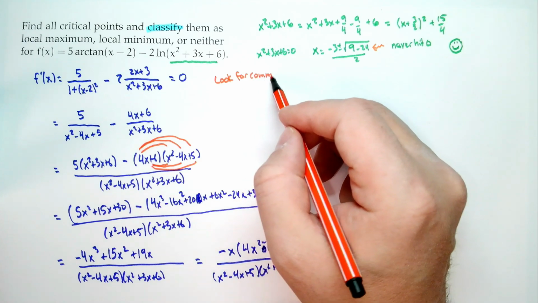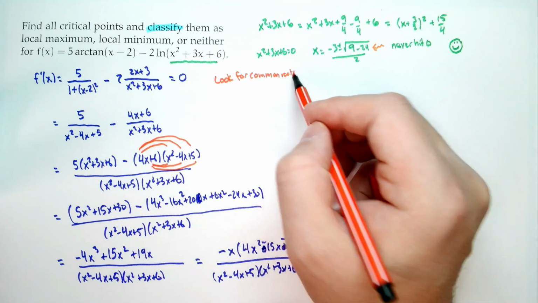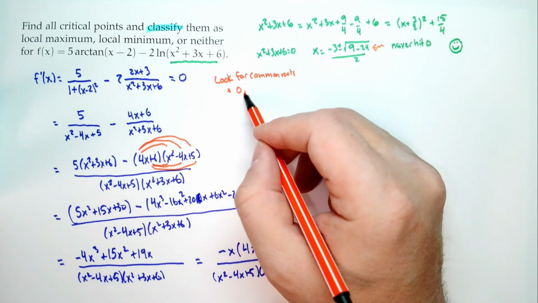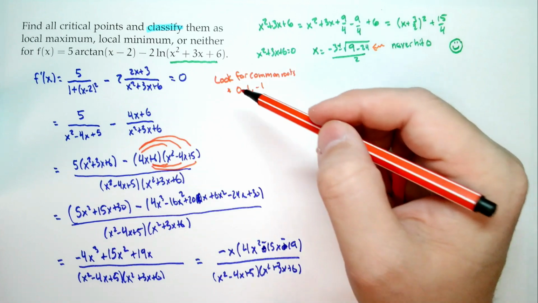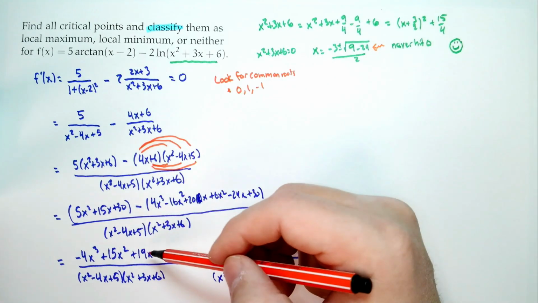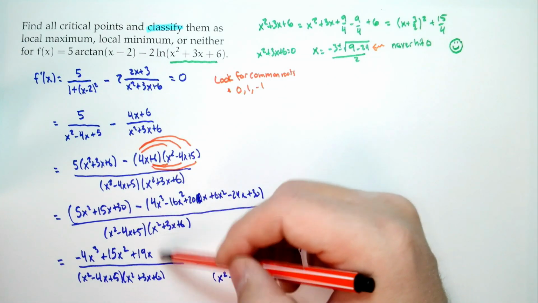So what are common roots? Well, in particular, I would say you should always try the following three: 0, 1, and negative 1. Now, how do you know if you have a 0? Well, the answer is, if there's no constant term, you have a 0.